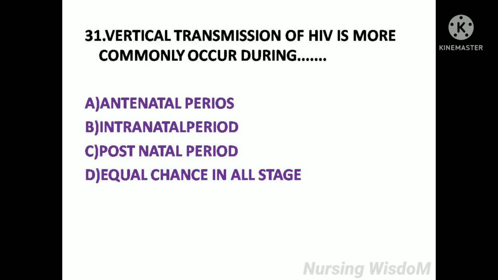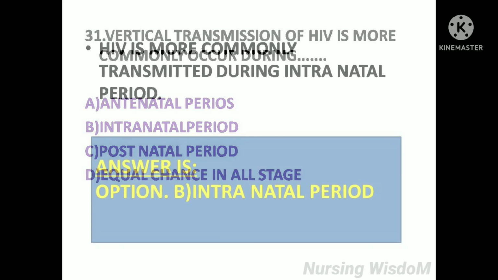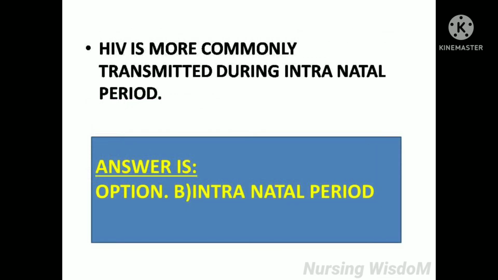Next question, vertical transmission of HIV more commonly occurs during option A, antenatal period. Option B, intranatal period. Option C, postnatal period. Option D, equal chance in all stages. HIV is more commonly transmitted during the intranatal period. So here the answer is option B, intranatal period.